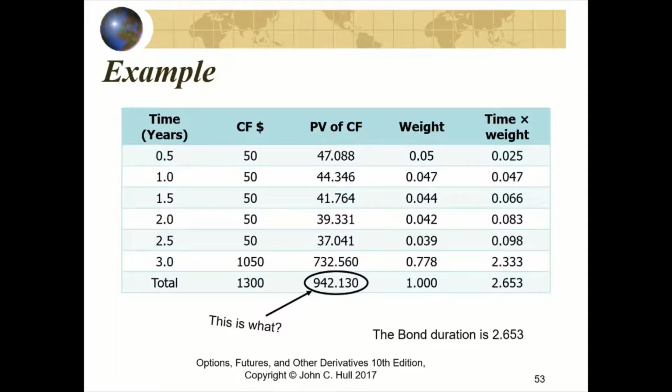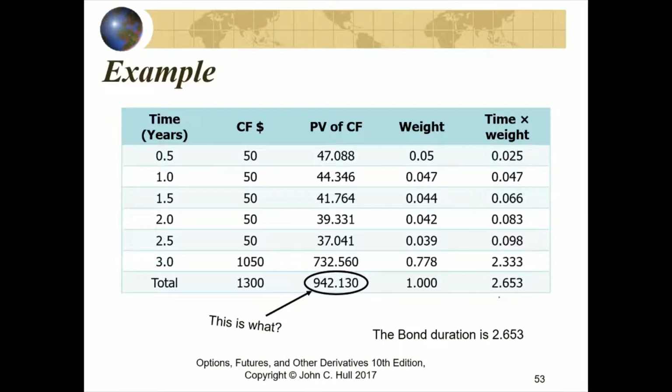Then we need to find the present value of the cash flows. Then we need to find the weight, which is basically the present value of the cash flow divided by the bond price. Then we multiply the weight by the time at which the payment will take place, and we get the last column. If we add them together, we get the bond duration.